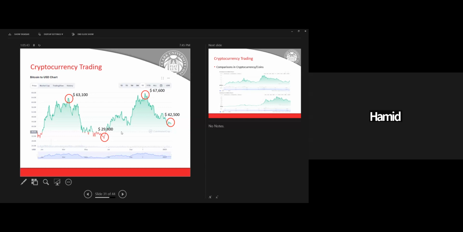For example, if you predict the price of Bitcoin, these are actual values. If you predict the price of Bitcoin will be $29,000, and maybe next month it's 67, what would you do if you could actually predict? You buy here, you sell over there, right?